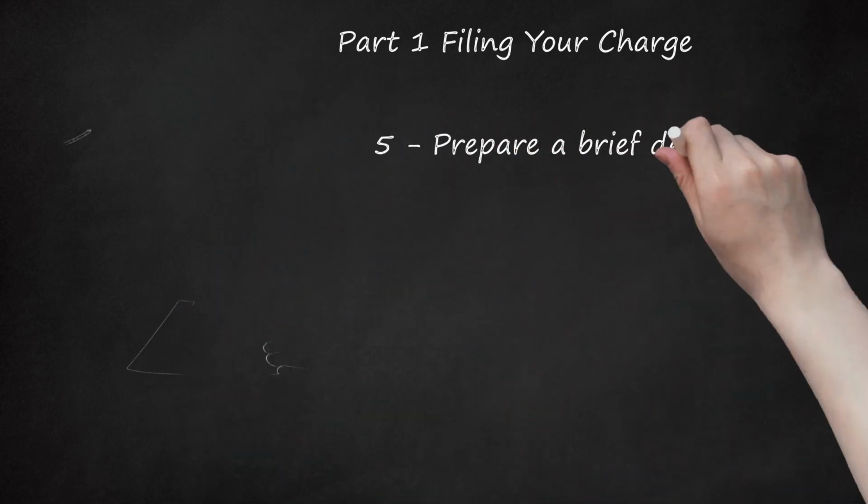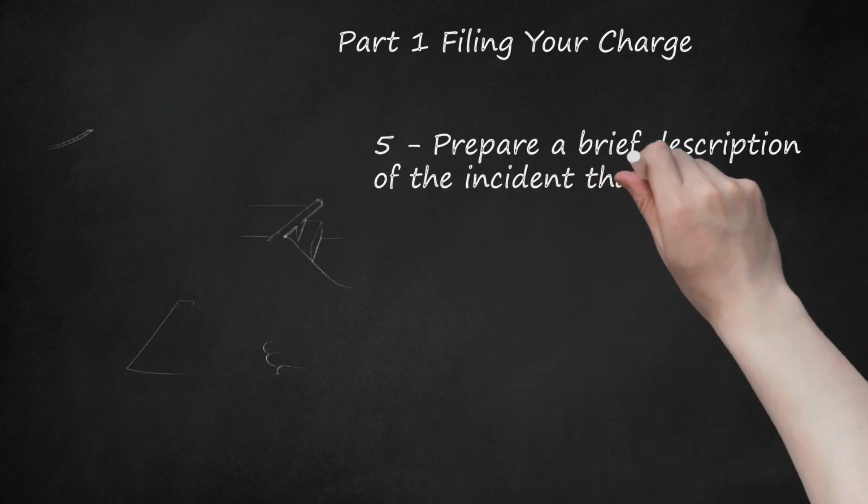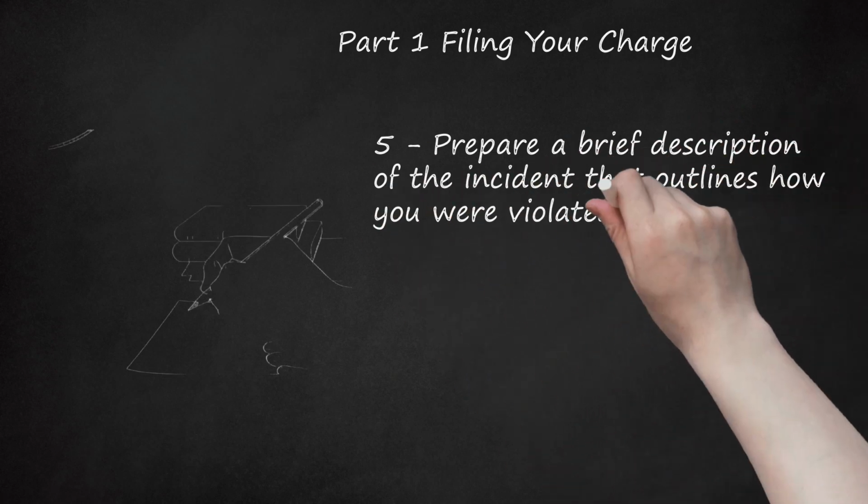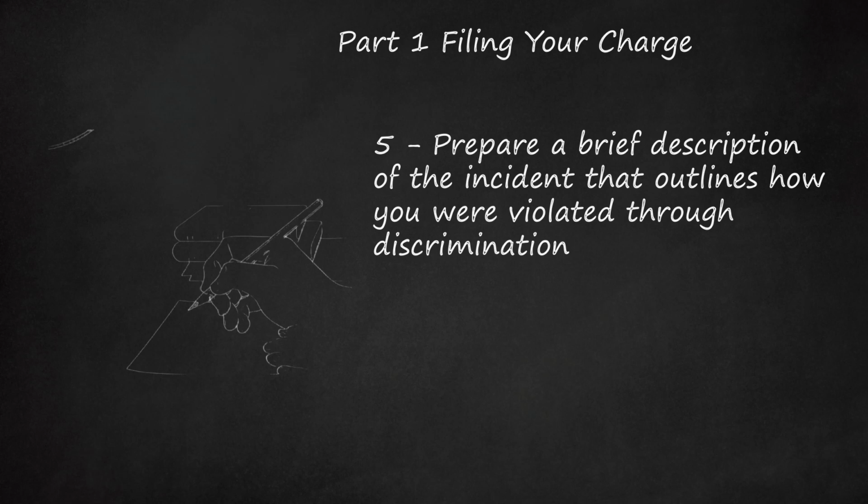5. Prepare a brief description of the incident that outlines how you were violated through discrimination. This must also include the type of discrimination that was demonstrated, such as discrimination against your religion or sex. Discrimination often takes place over a period of time, rather than just one incident. If you find this to be true in your own case, make preparations before you file the charge.